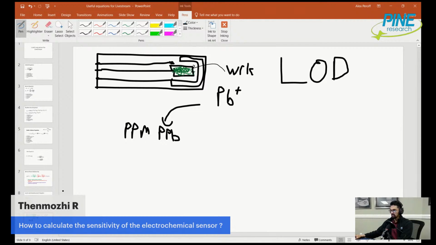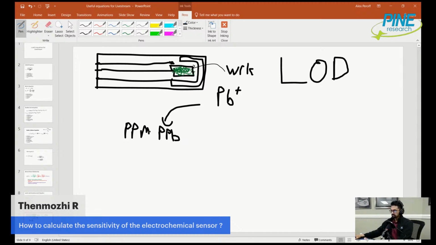So for every 1 million things out there, one of them, 1 part per million, is what you can detect, which is quite high. Parts per billion, 1 out of a billion, 1 out of 10 to the 9, is how many you can detect. Parts per trillion is also a thing, but that's very difficult, and even to a certain degree, that limit is hard.